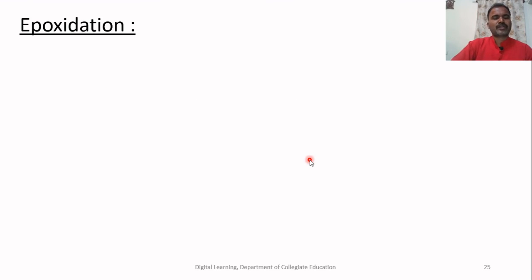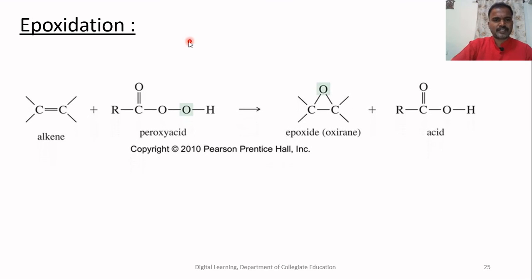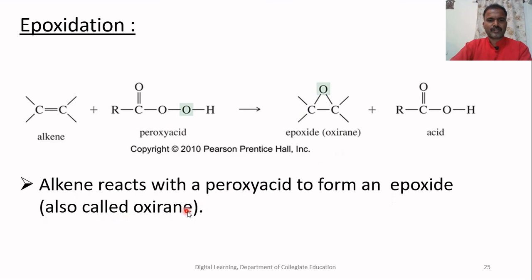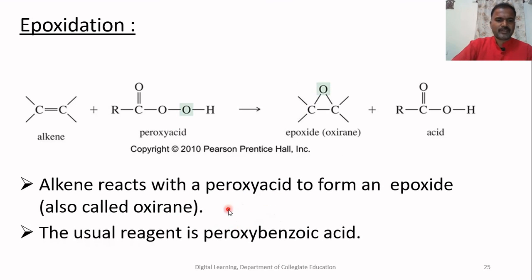Let us have a look at another important reaction, that is epoxidation. It is an electrophilic addition of oxygen to the double bond of an alkene to form an epoxide. Let us consider this reaction. I have taken an alkene, the general form of an alkene. When it is made to react with a peroxy acid, it converts into epoxide, which is also called oxirane. The reagent we usually employ here is peroxybenzoic acid.